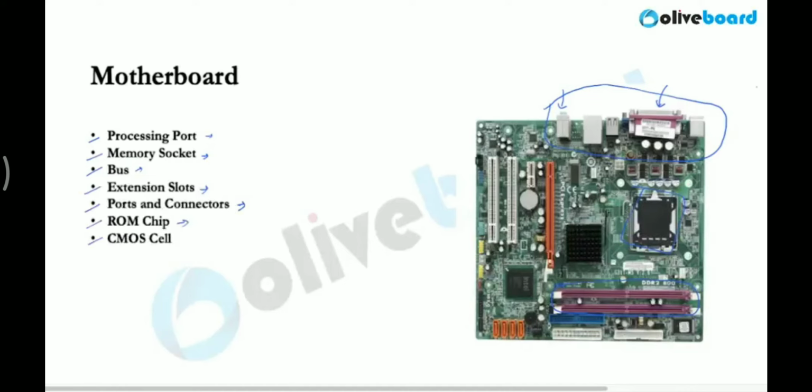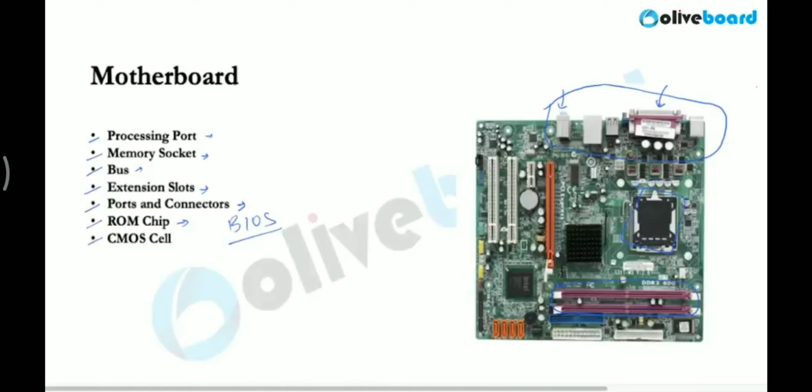Next we have here the ROM chip. Now what is the full form of ROM? ROM stands for read-only memory, and it is a type of memory that contains the BIOS information of the entire system. And what is BIOS? BIOS is basic input-output system. This particular BIOS is responsible for booting up our system. Whenever we turn on our system, this BIOS instruction gets executed, and this is responsible for booting our computer system. We'll talk about them also in our later videos.